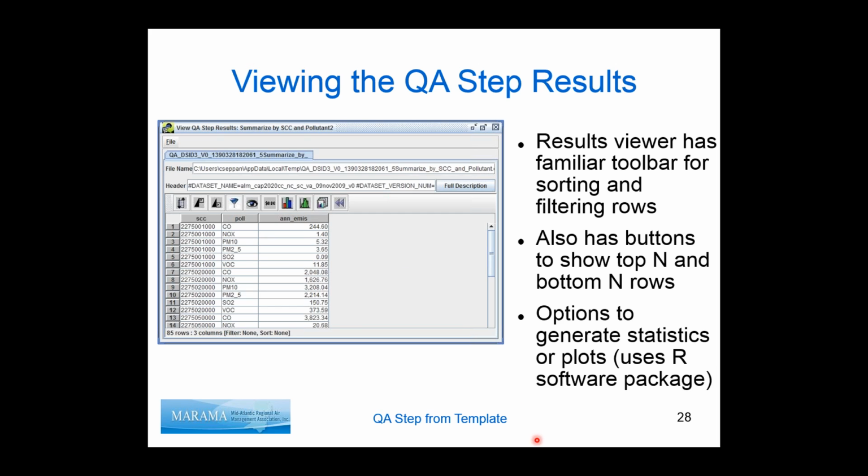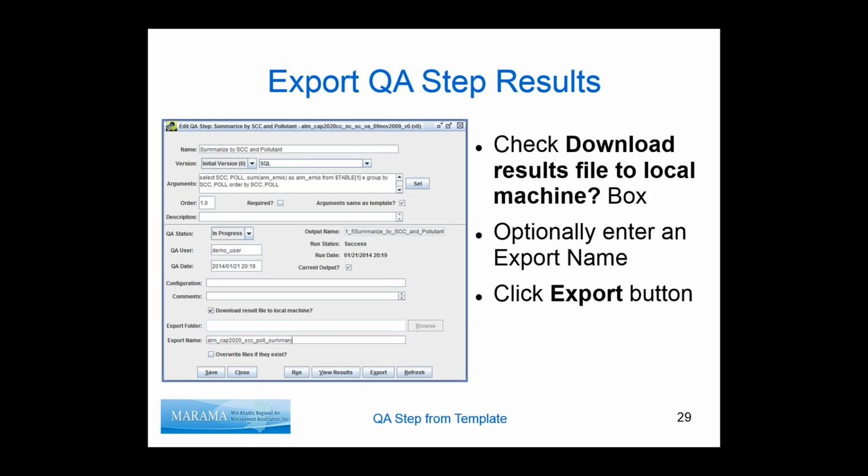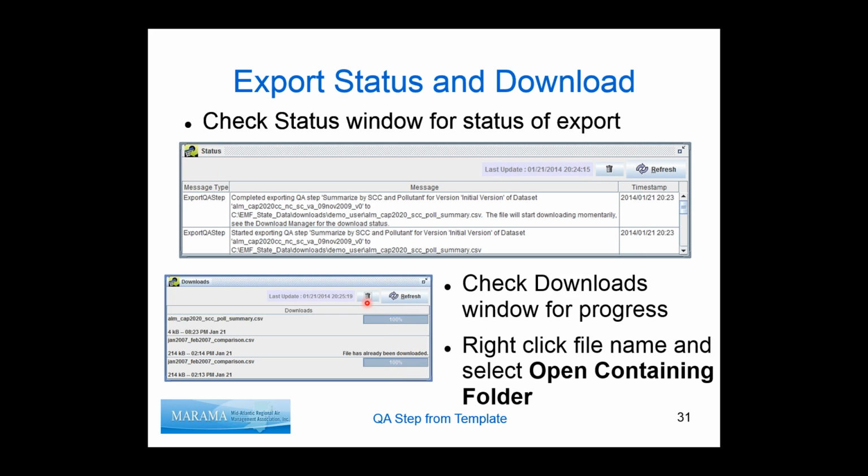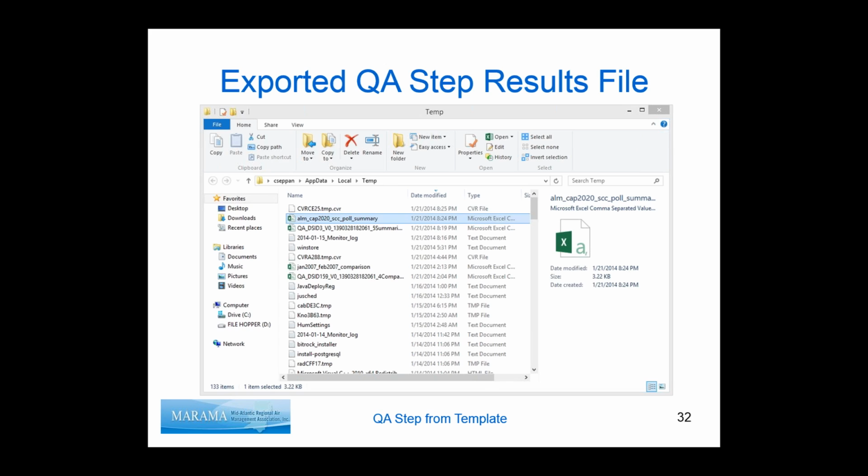Okay, so we looked at the QA step results. We exported them. I showed you what the status window looks like and how it works in downloads. And we saw that the file is just on disk, and we talked about the cleaning up tool, and how you could change that temporary location.